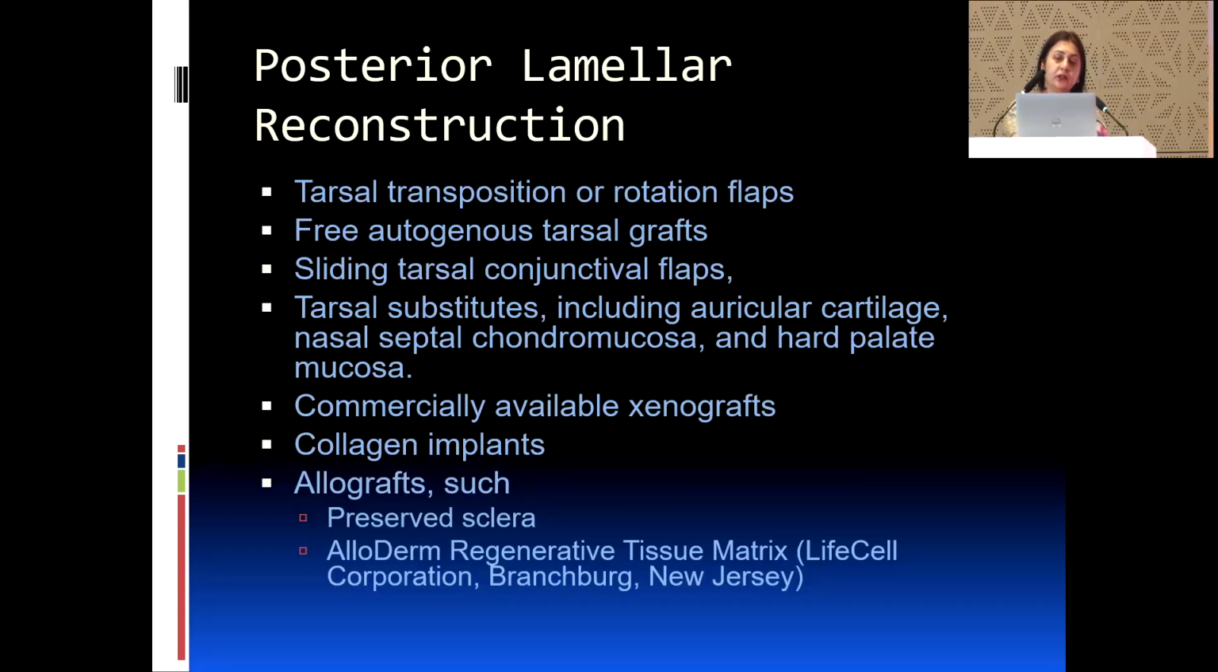Posterior lamellar reconstruction, you can do tarsal transposition, rotation flaps. You can take free autogenous tarsal grafts from the other eyelid, contralateral eyelid. You can slide the tarsoconjunctiva. You can use tarsal substitutes like auricular cartilage, as madam has showed nice video in the earlier presentation. Also, you can use composite grafts like nasal septal chondromucosa, hard palate mucosa.